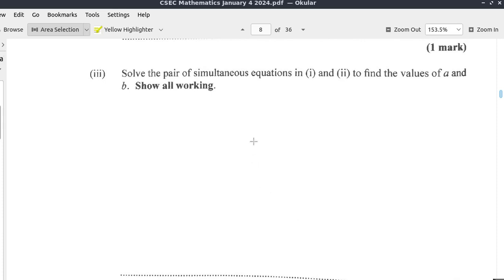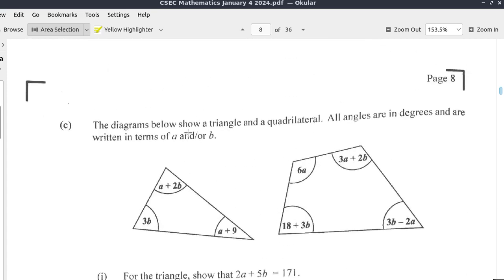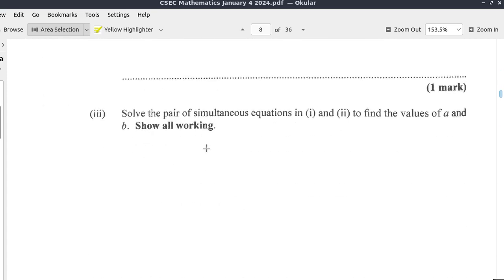All right, people. With our part C3 of question 2 from the CSEC Mathematics January 2024 paper. Now, remember, you should try the question before you watch the video. Make sure you do that. Practice the maths every day.